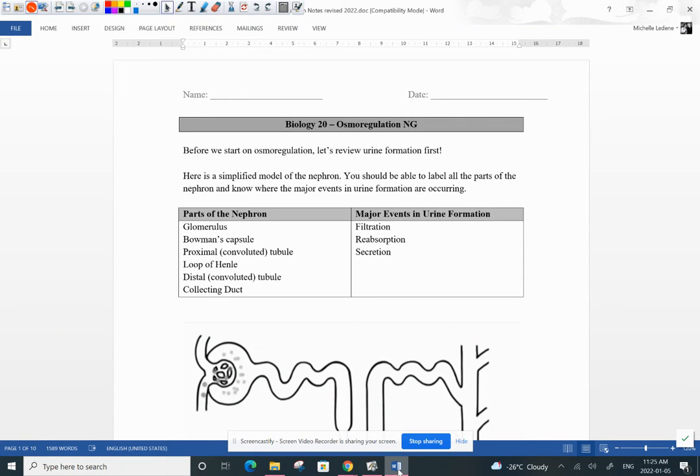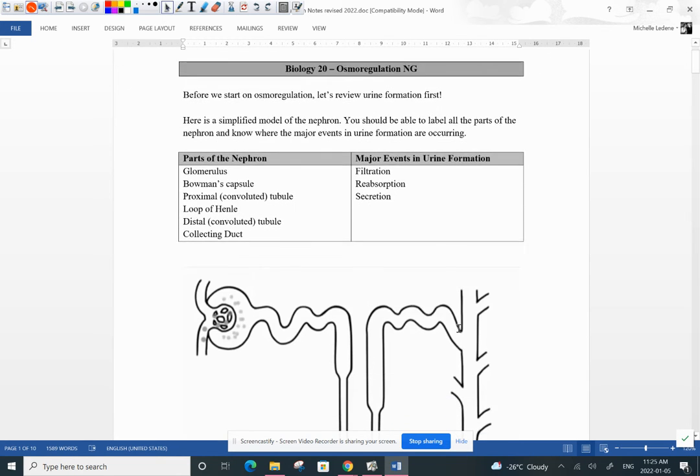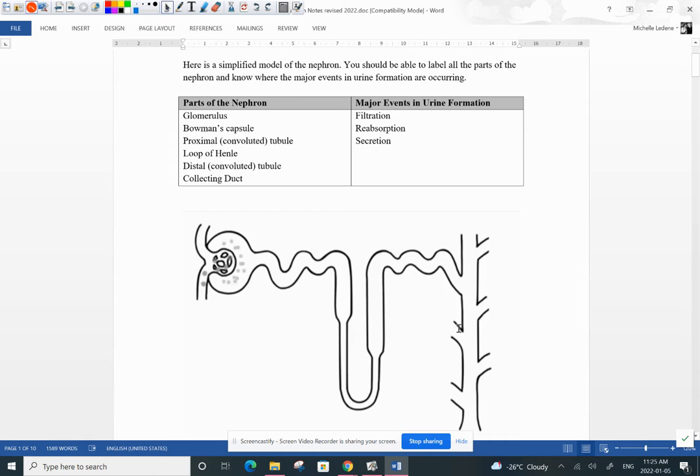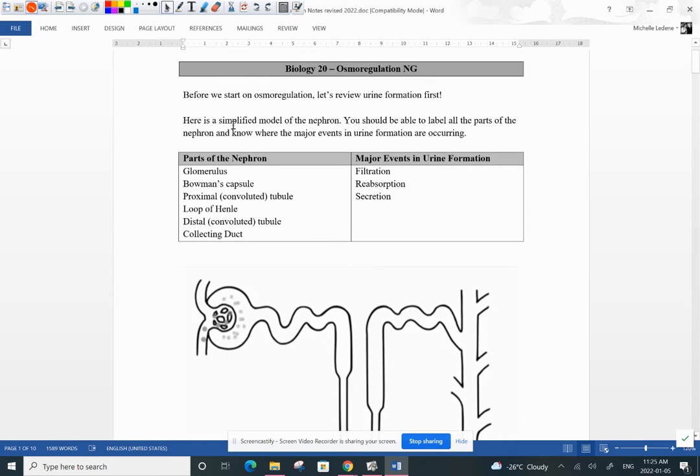I wanted to do a bit of review of urine formation before we start on with osmoregulation. So I've just added this little bit to your notes guide. Your notes guide doesn't have this little chart because you already know it, right? You already know the parts of the nephron. You already know the major events in urine formation. So this is just a little rehash of what we already know in order that we can move on and start talking about this osmoregulation business.